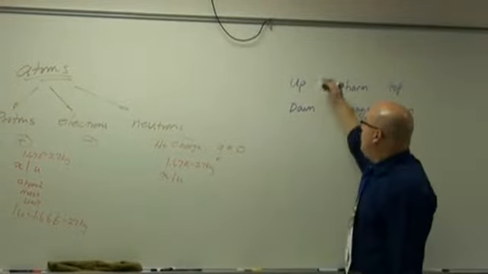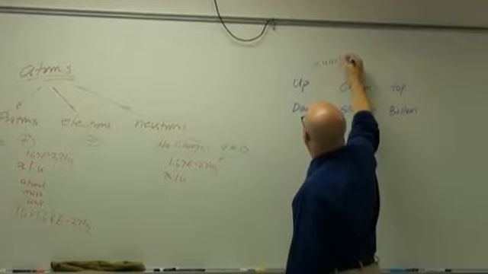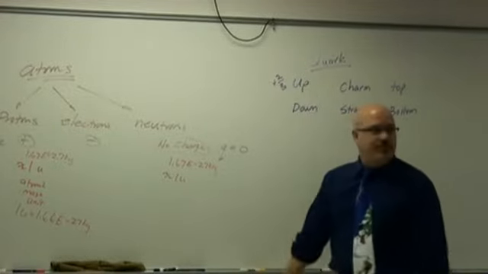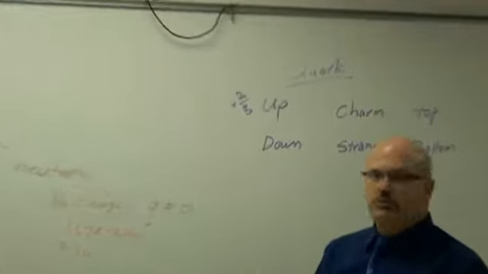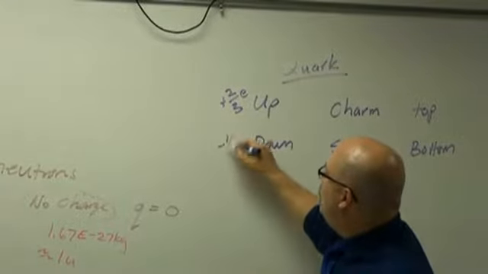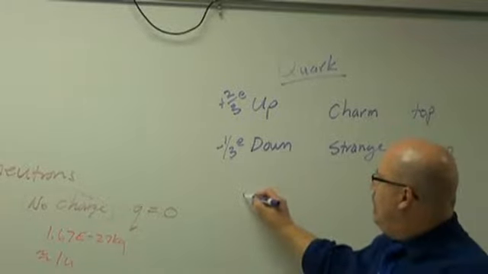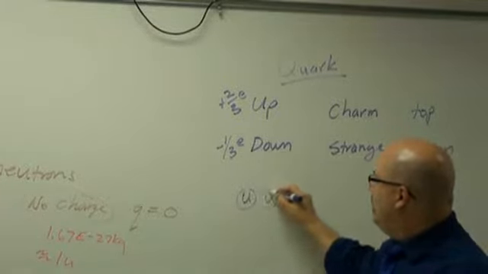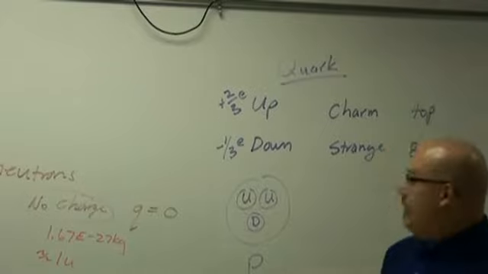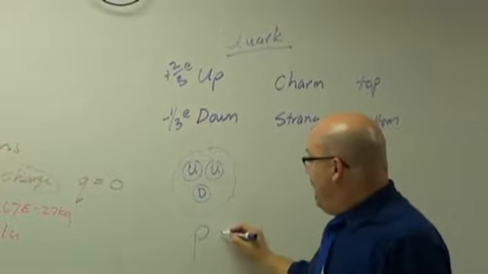Now the up quark has a charge of plus 2/3 of an electron charge, and a down has a minus 1/3 of an electron charge. So how do we make a proton? You've got 2 ups and a down, and that makes a proton, because I've got a plus 2/3 and a plus 2/3 and a minus 1/3, which gives me overall a plus 1 electron charge.